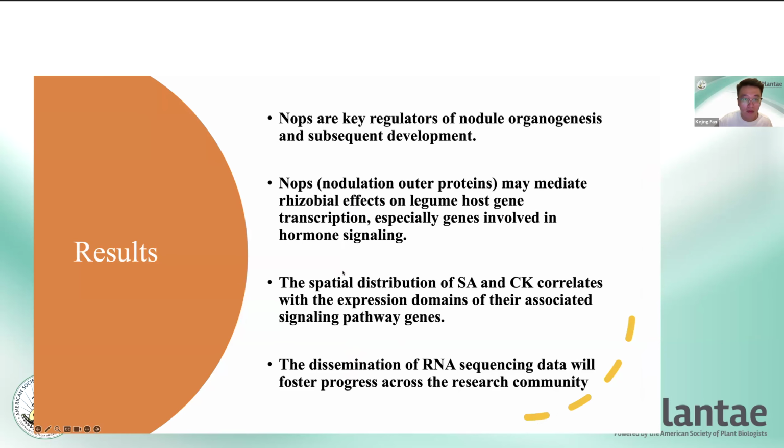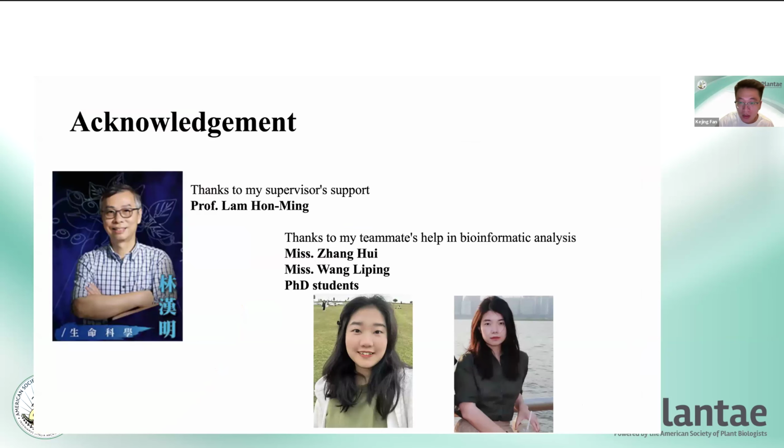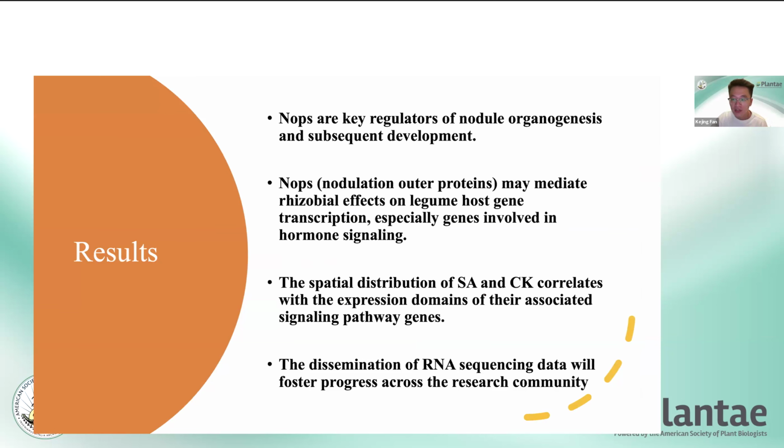Now is my conclusion. The NOPs are key regulators of nodule organogenesis and subsequent development. NOPs may mediate the rhizobium effects on legume host gene transcription, especially genes involved in hormone signaling. The spatial distribution of SA and CK correlates with the expression domains of their associated signaling pathway genes. Also, the last important point is that dissemination of RNA sequencing data will foster progress across the research community.